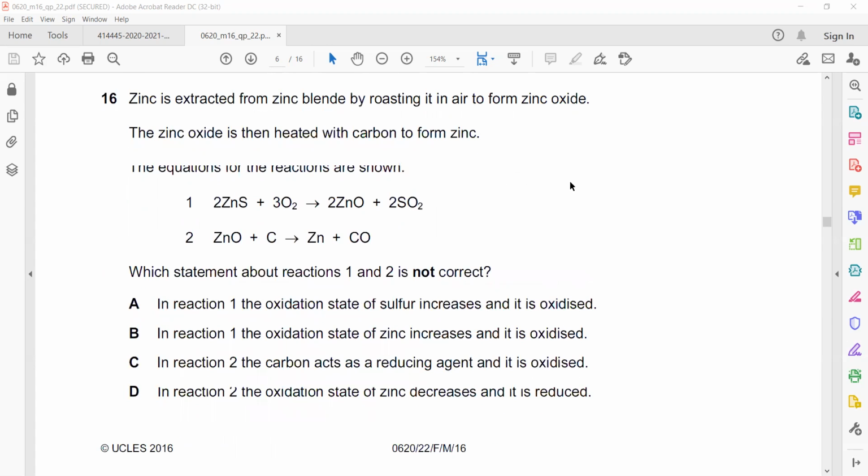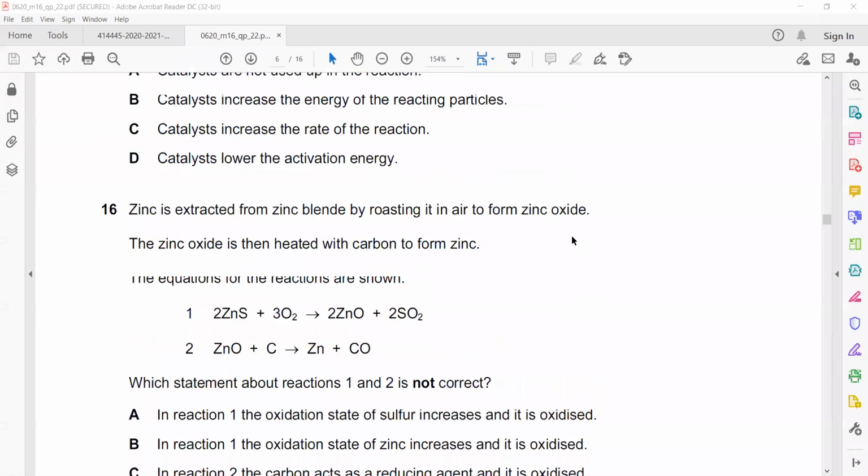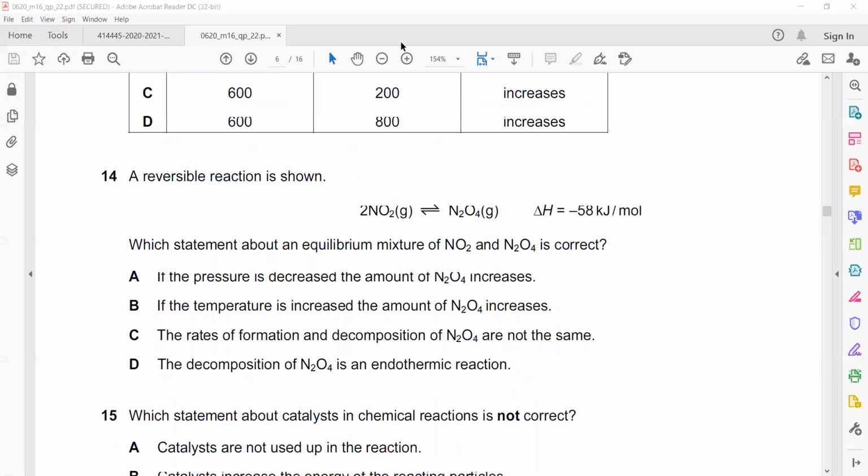Question 16. In question 14, why? Because in the question they say which of the statements is correct, and they say the rate of formation and decomposition are not the same. That's wrong because it is in equilibrium. If it is in equilibrium, then the rate of decomposition and the rate of formation should be the same, because the term equilibrium means that the rate of the forward reaction and the rate of the backward reaction are the same.